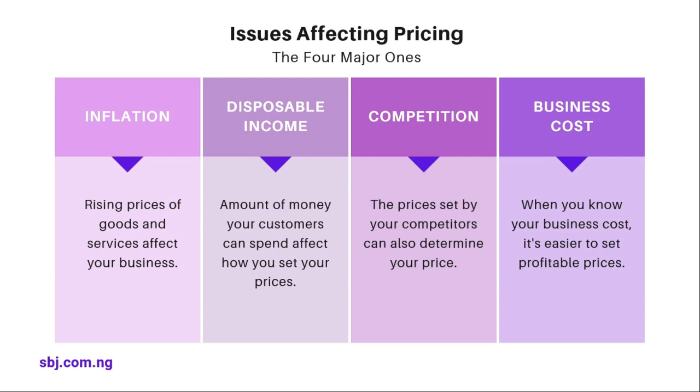So let's move on to disposable income. The second one is disposable income, and this is the amount of money that your customers can spend, and this can also affect how you set your prices. When the disposable income of your customers increases, that's their income after they've paid their taxes, of course, you know that they are bound to buy more from you. But when the disposable income is reducing and they're spending so much money on other things, that means the money they're going to be spending in your business will reduce. So this can also affect how you set your prices.